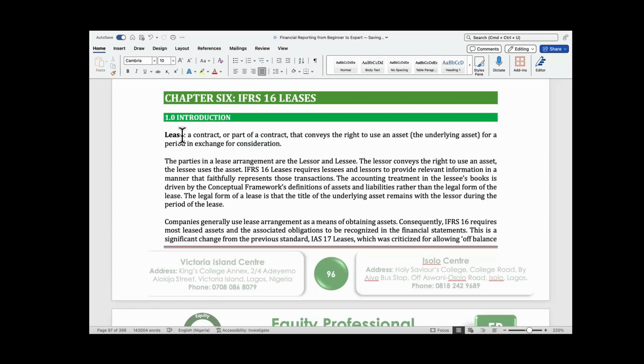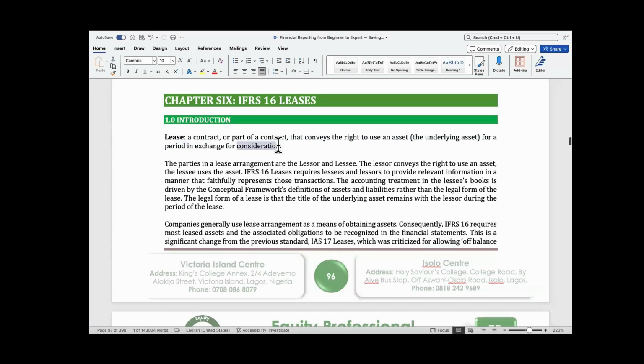So this definition exposes us to every element that is necessary to account for leases. Talking about there has to be a contract. Talking about there has to be two parties, the lessor and the lessee. Talking about the period over which the lease arrangement will go on. And talking about lease rental, which is the consideration or the rent paid by the lessee to the lessor.